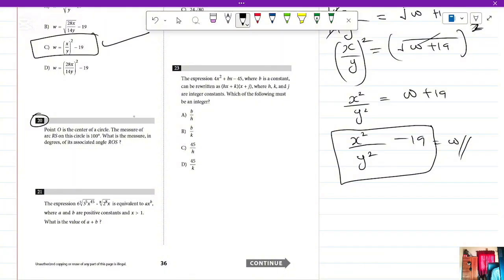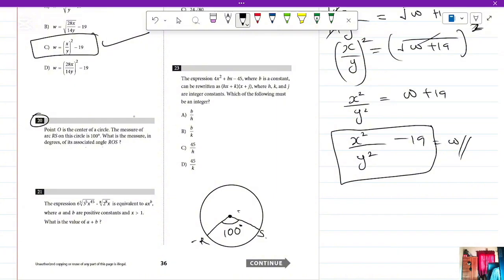Now they said number 20. Point O is the center of a circle. The measure of arc RS on this circle is 100 degrees. Let me draw it here. So let's say you have your R here and your S here. So the measure of this arc is 100 degrees. And they ask what is the measure in degrees of its associated angle ROS.